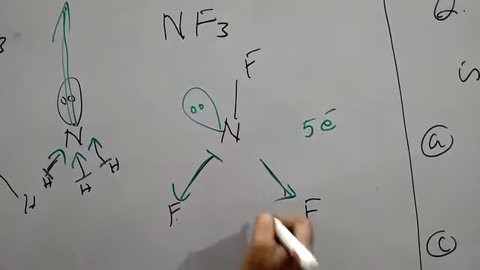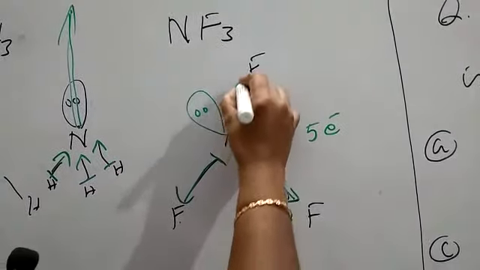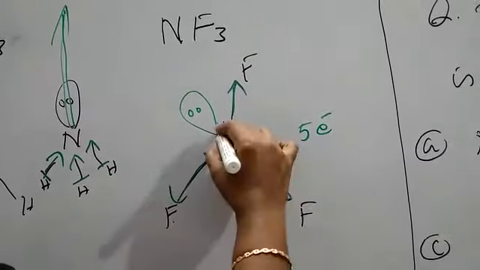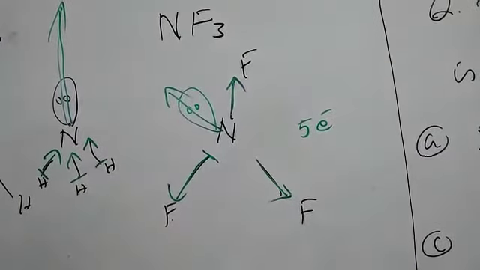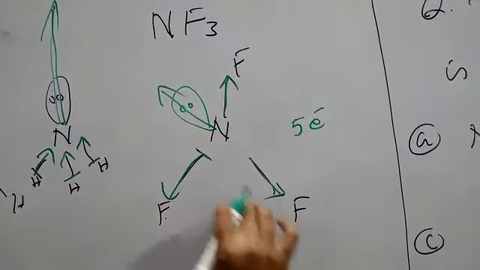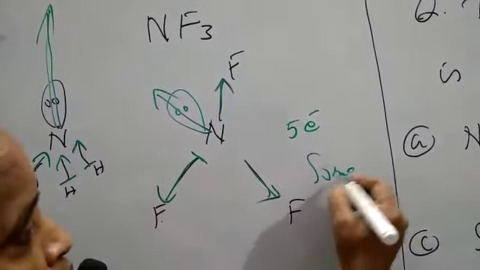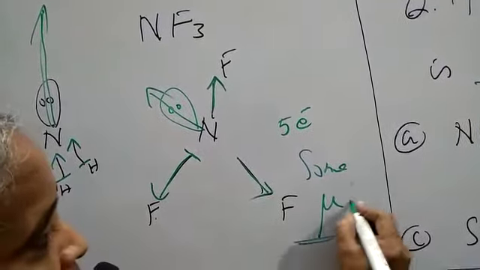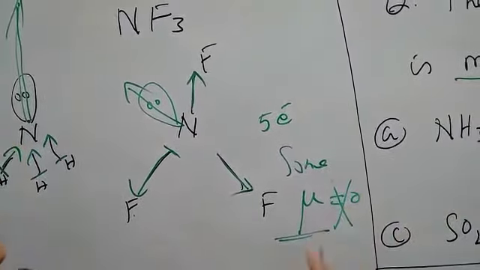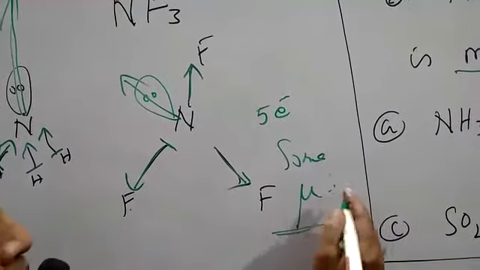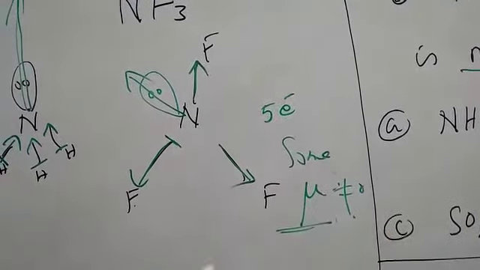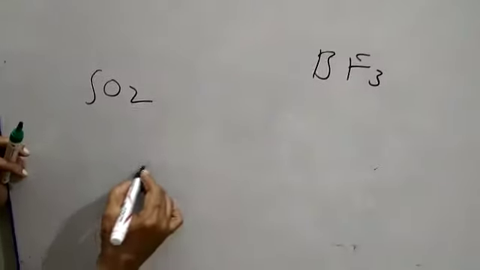And here also moving this direction, and here also, and this is also moving this direction. So there will be some amount of mu. But it is not equal to 0. It is there. So mu is not 0. Okay, now let us go to the next one, your sulfur dioxide.